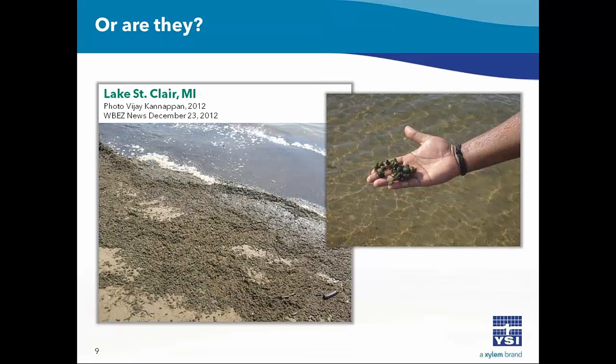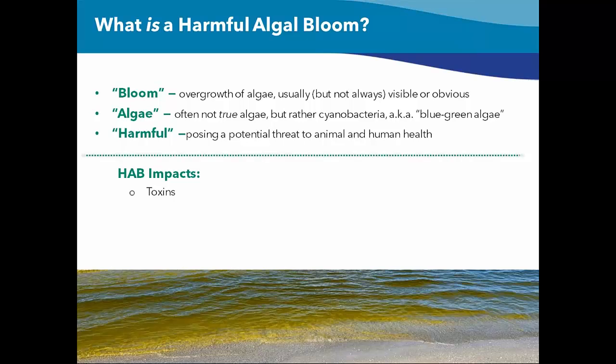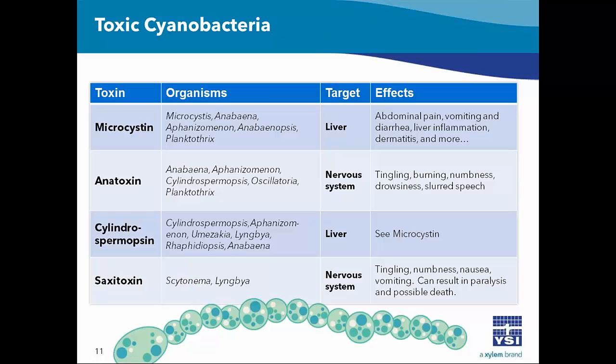So it's not always so obvious what a harmful algal bloom is, and I kind of work through this phrasing backwards. A bloom is usually pretty obvious to everyone. It means an overgrowth of algae, but even the term algae is a little weird, because when we're talking about cyanobacteria, or blue-green algae as we call them, they aren't true algae from the perspective of a biologist. And then the word harmful can even be a little bit dicey. Typically, when we talk about harmful algal blooms, the reason we care about them is because of the toxins that they often make. And many of you have probably seen a table like this before.